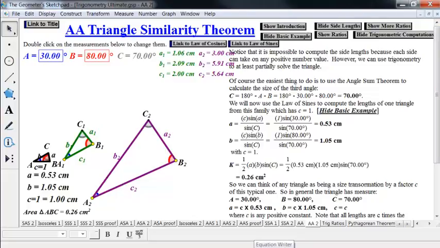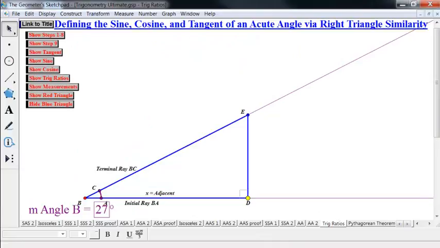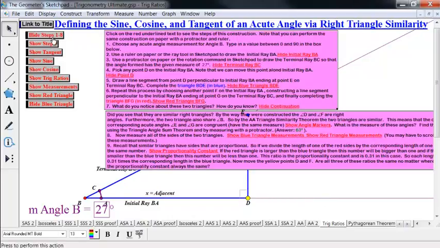Okay, so you can see what's going on there for similar triangles. That's going to give rise to how we define the basic trig ratios. In fact, let me just go ahead and do this really fast. So just introduce this.